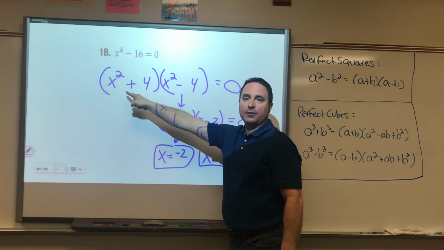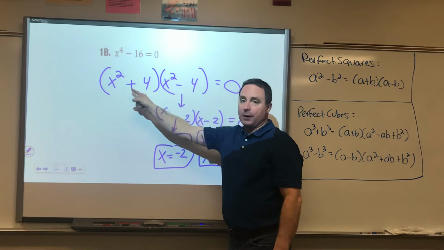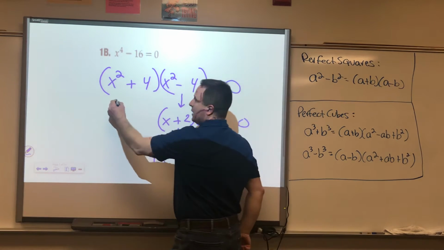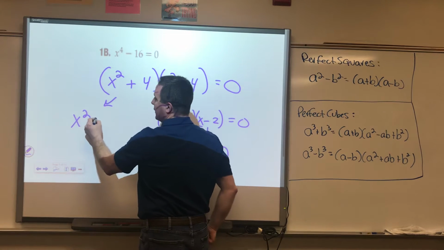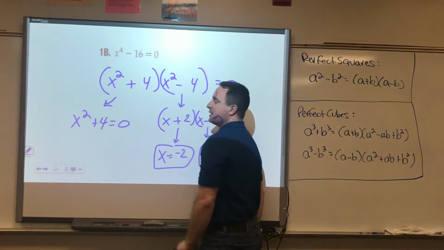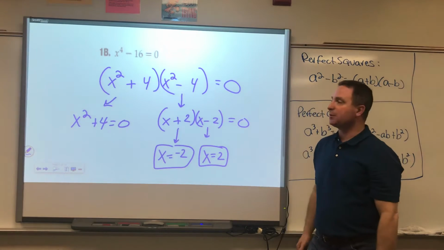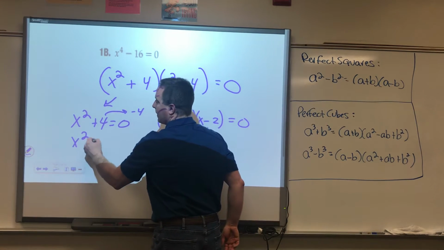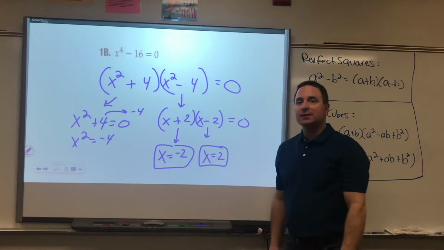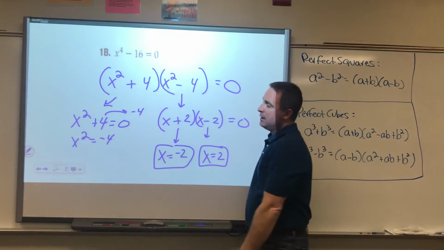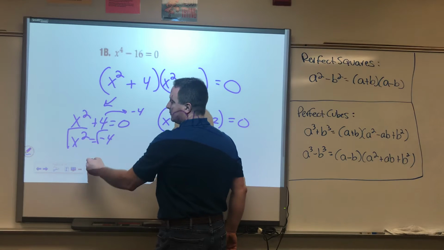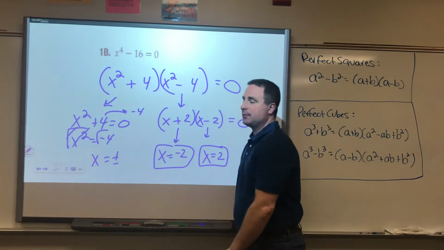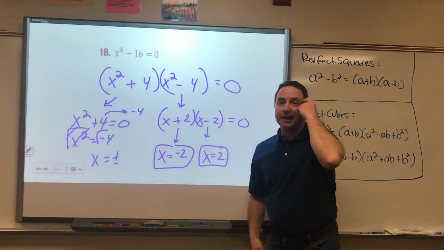Can I do the same thing over here? No. They're perfect squares, but I can't do it with addition. So how do I do this one then? Well, what I do here is what I did in the last problem. I'm just going to set it equal to 0 and solve it algebraically. What if I subtract 4? x squared equals negative 4. If I square root both sides, they cancel out. I get plus or minus, and I get the plus or minus square root of negative 4.